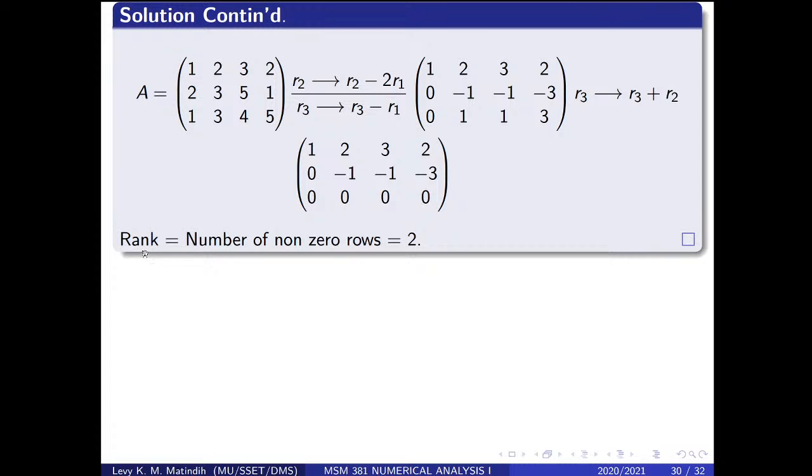Now, the rank. Let's look at the rank of the matrix. Rank is equal to the number of non-zero rows. How many non-zero rows do we have in this upper triangular form of matrix A? We have the first row and the second row, where not all the entries are zeros, but the third row is a zero row. So we have 2 non-zero rows. As such, the rank of matrix A is 2.